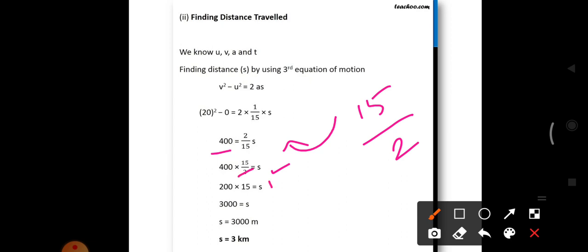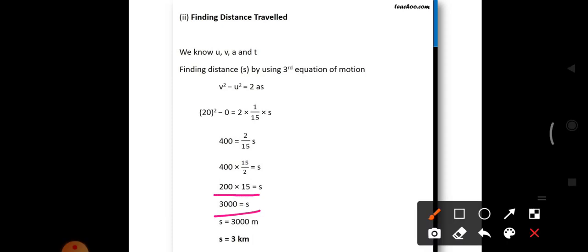1 2 is 2, 200 2s are 400. So 200 into 15 equal to s. When we multiply 200 into 15, we get 3000 equal to s. So s equal to 3000 meter, because here the s is not a second, that is a distance. The unit of distance is a meter. So 3000 meter is equal to 3 kilometer.